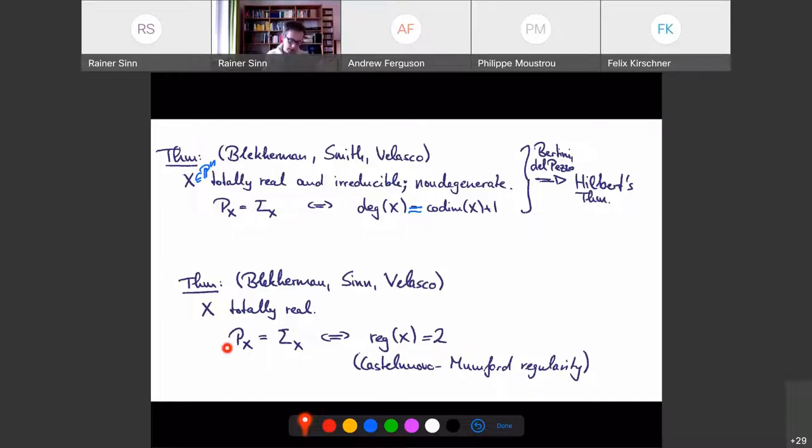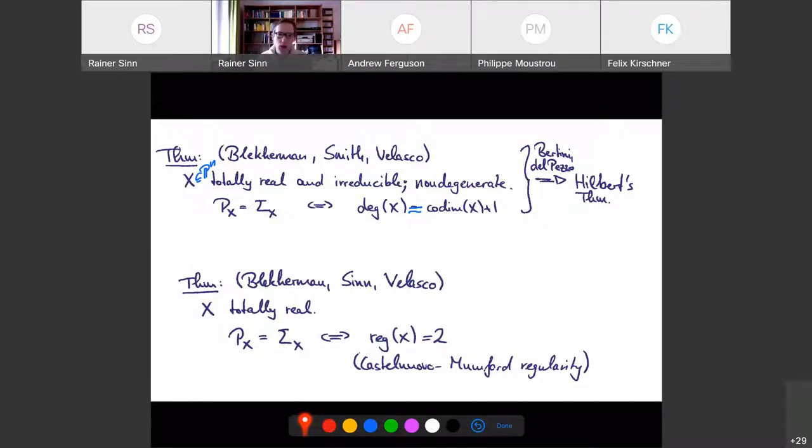So P of X equals sigma X is the same. I still wonder when every non-negative quadratic is a sum of squares. And the answer now is in terms of some other algebraic invariant that's a little more complicated, which is called the Castelnuovo-Mumford regularity. And this number has to be 2. It's in a sense as small as it can get.